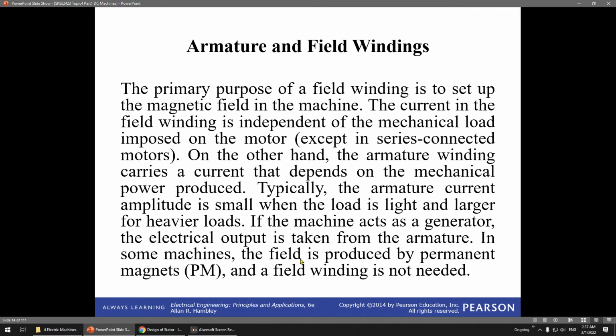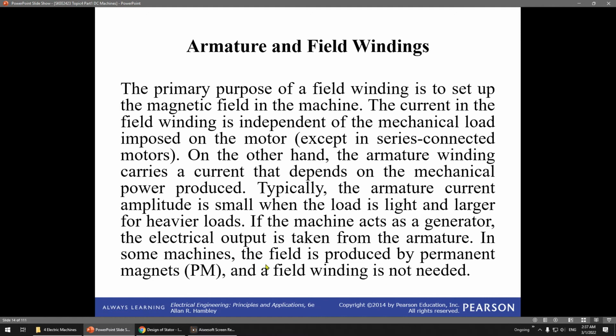In some machines, the field is produced by a permanent magnet, and the field winding is not needed. So if you use a permanent magnet, you don't need a field winding, because the field winding is just to create a magnetic field.